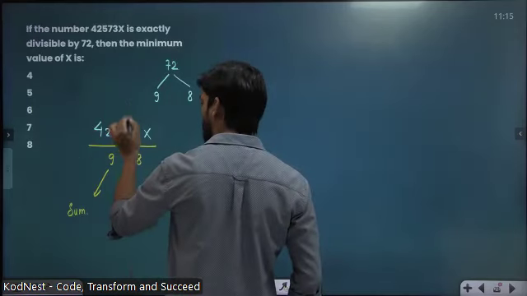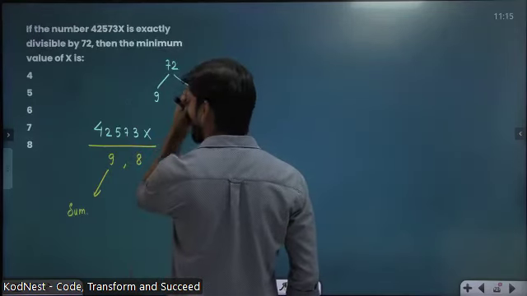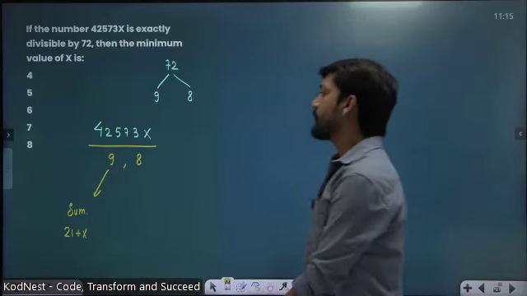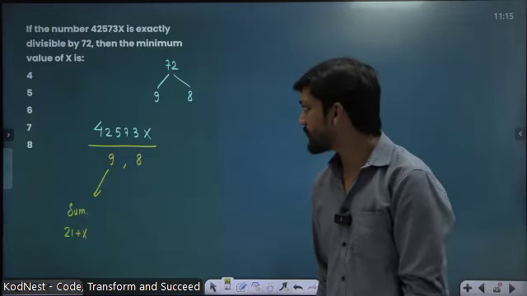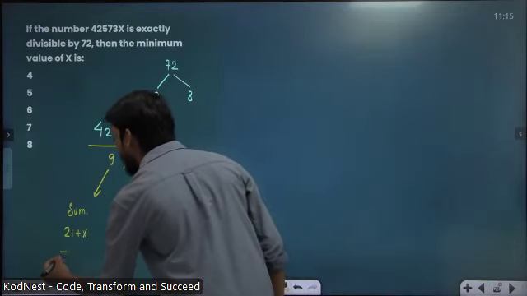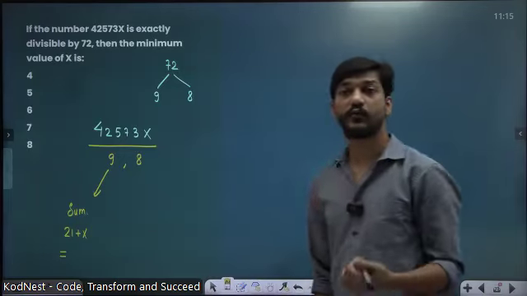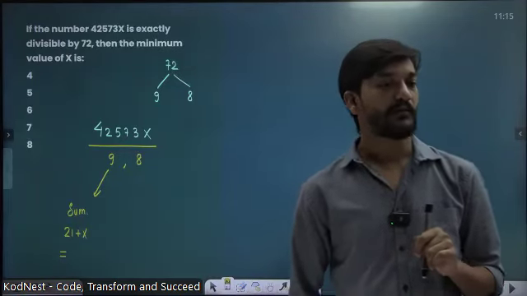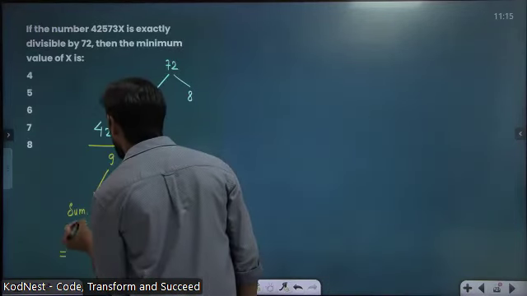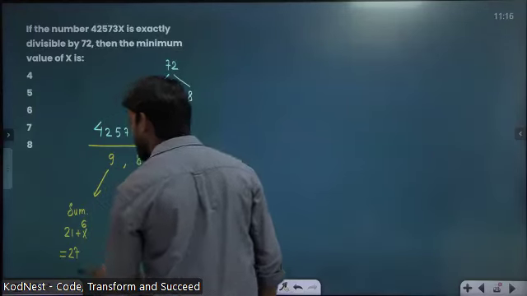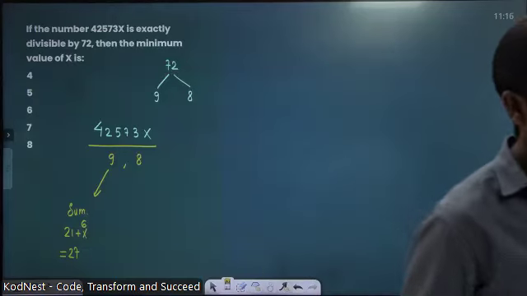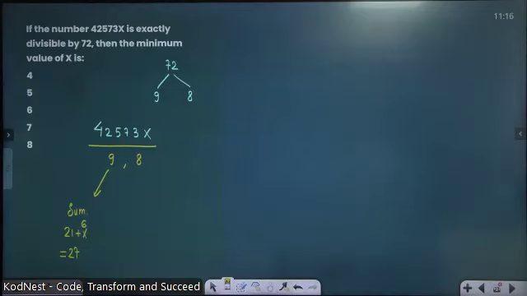So 9 first. Calculate the sum. 4 plus 2, 6, 6 plus 5, 11, 11 plus 7, 18, 18 plus 10... that means 21 plus x. So I will get this as the sum. This sum should be a value divisible by 9. This is what I want. So what should be x value? 6. If I take x equal to 6, I will get 27. So the number is divisible by 9, yes or not? Carefully answer. Yes, so 9 is done.